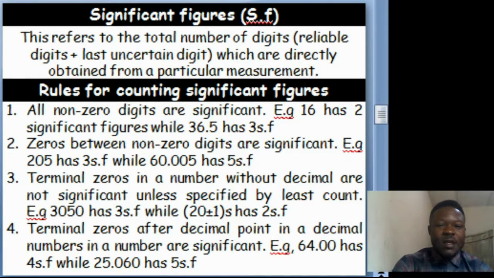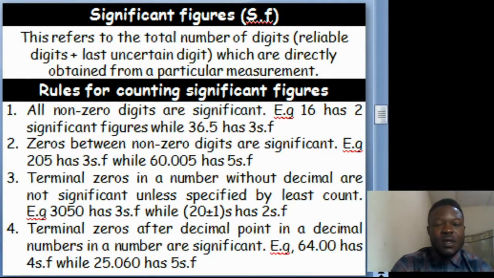Now, what do you mean by significant figures? This refers to the total number of both the digits, the reliable digits plus the uncertain digits, which are directly obtained from a particular measurement. Now, significant figure, SF. Now, how do you count significant figures?